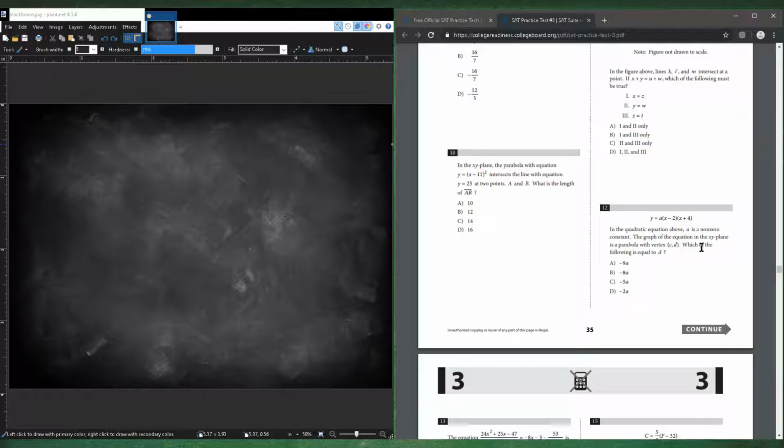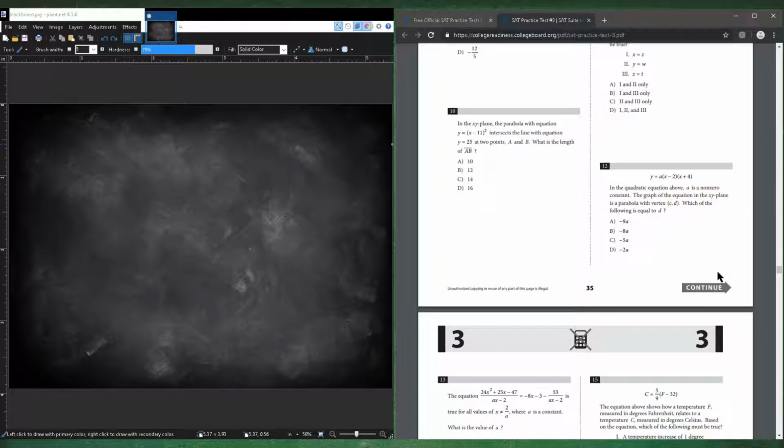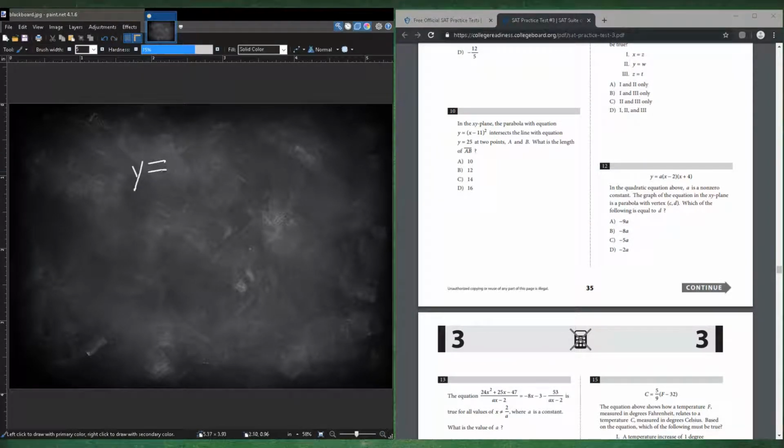Question 12. In the quadratic equation above, a is a non-zero constant. The graph of the equation in the xy plane is a parabola with vertex (c, d). Which of the following is equal to d? So it's just a parabola question. So we just have to find, it has vertex (c, d). So we'll plug in c into x.